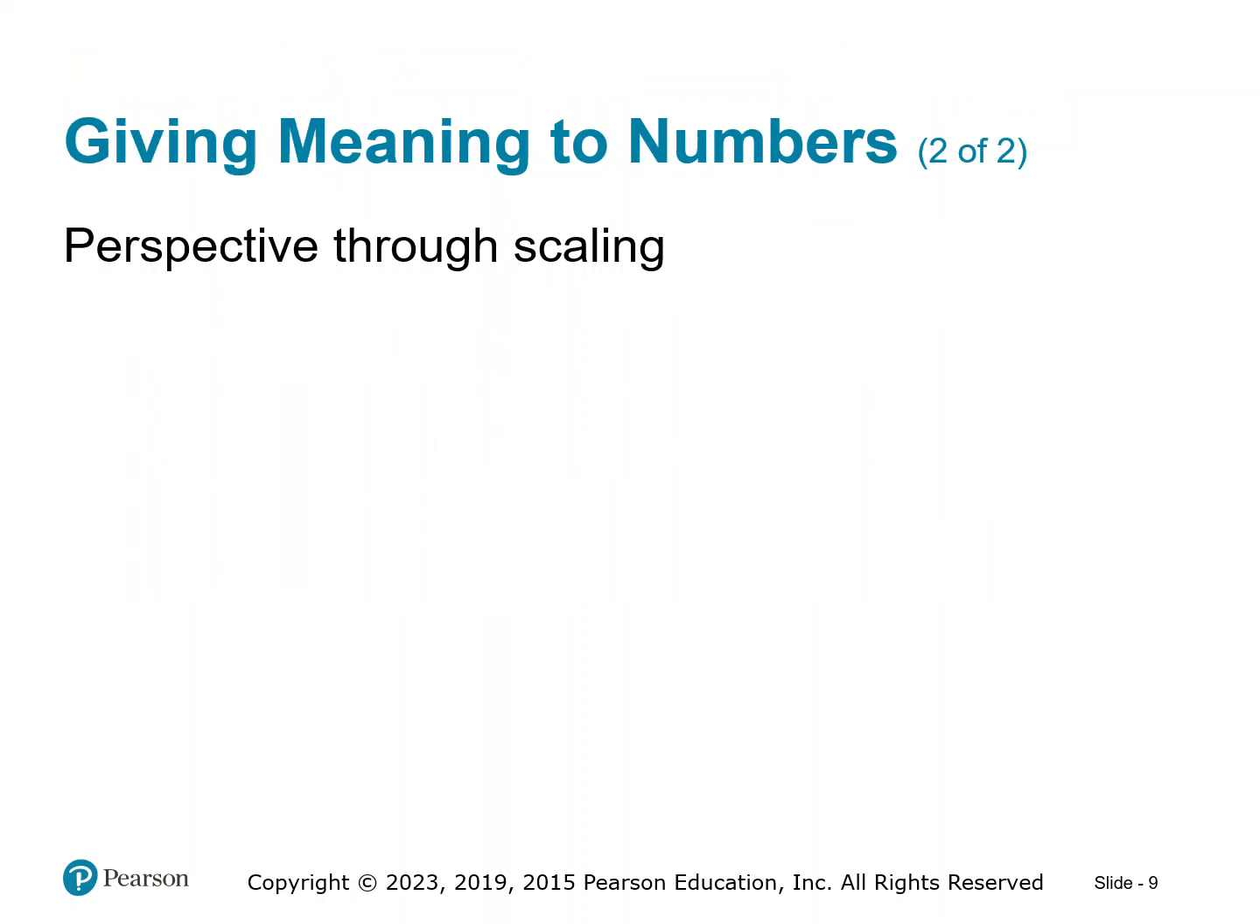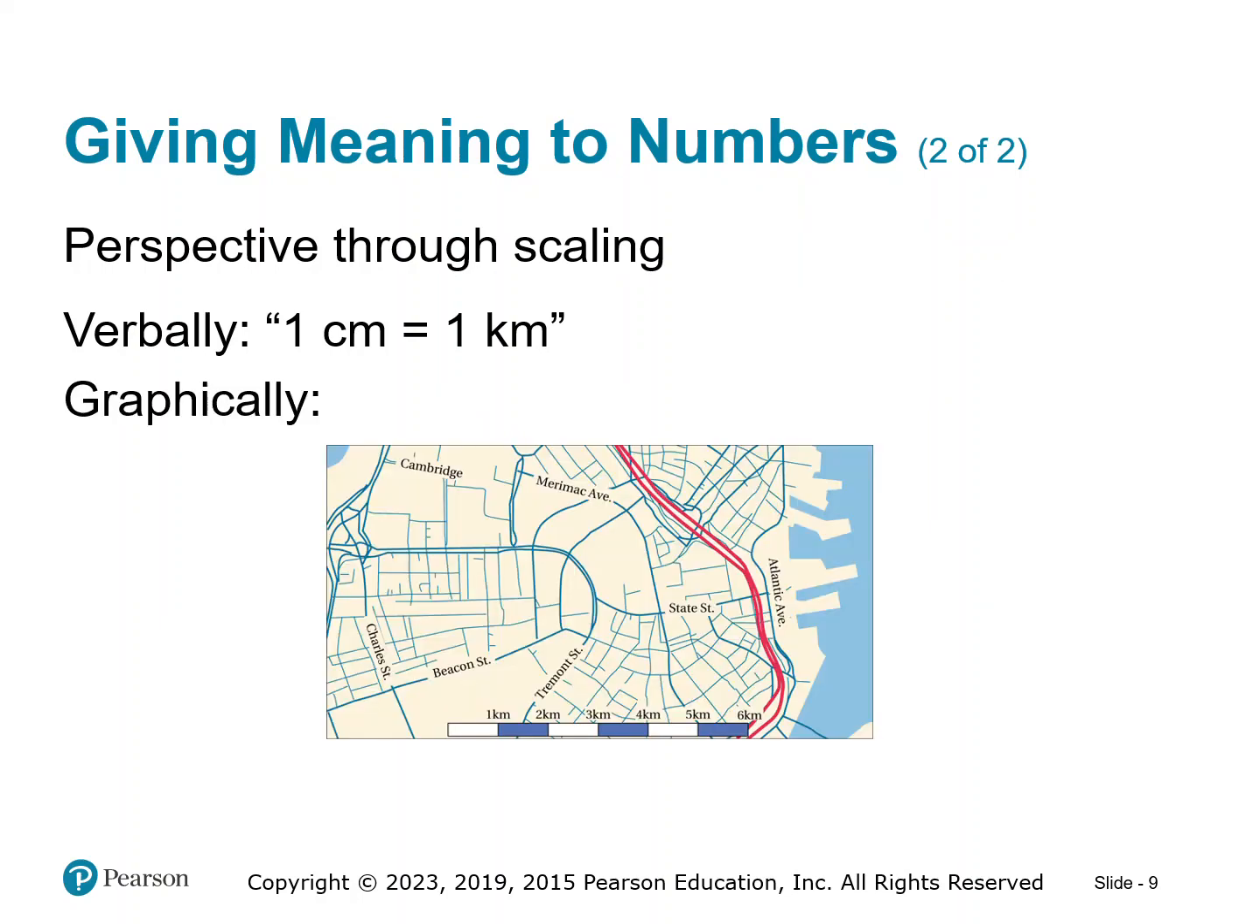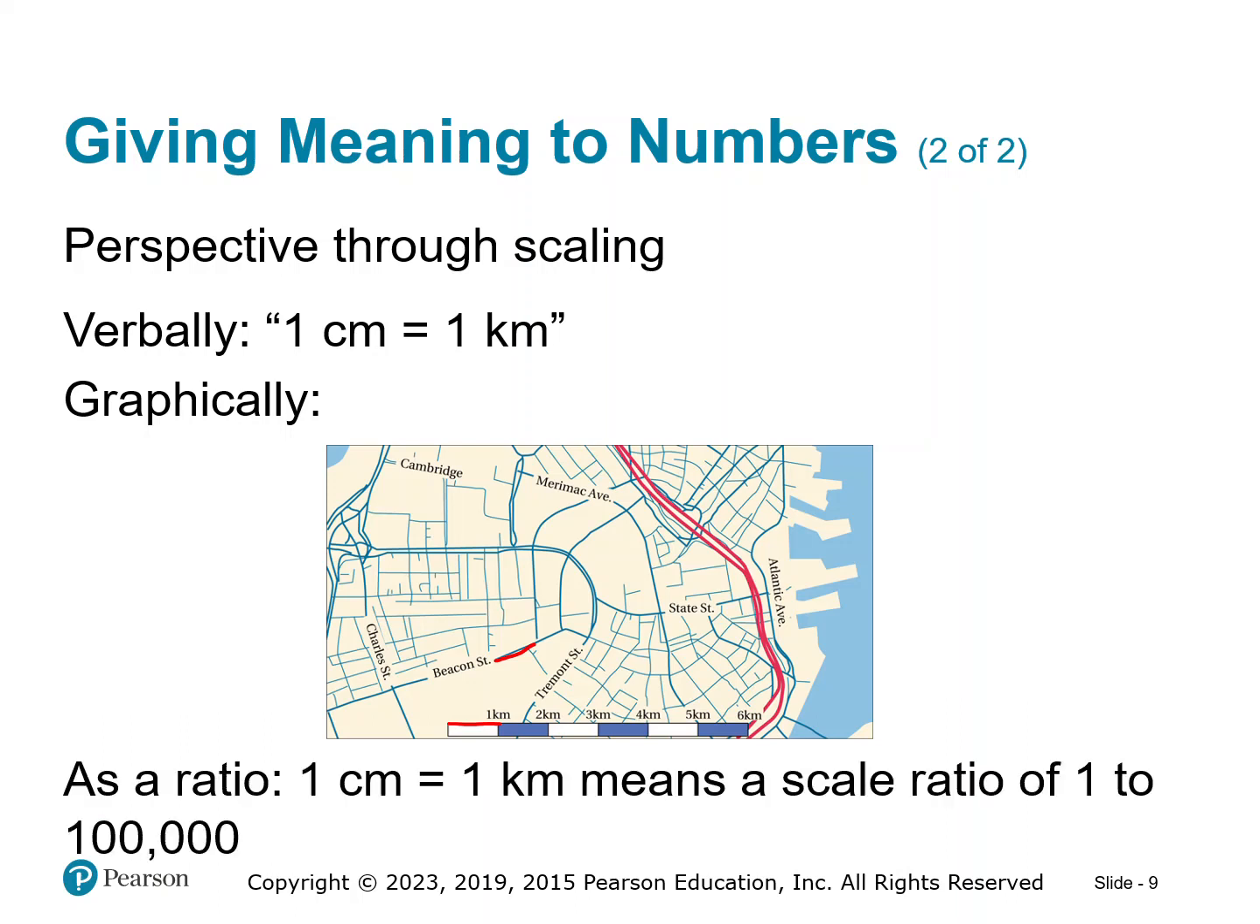Let's look at perspective through scaling. We see this a lot on maps. Verbally, we might say 1 centimeter is equal to 1 kilometer. Graphically, if we take a centimeter, we have a full kilometer on our map, right? This is what we'll do to represent maps. We'll always scale them. As a ratio, we'll say 1 centimeter is 1 kilometer. It means a ratio of 1 to 100,000.